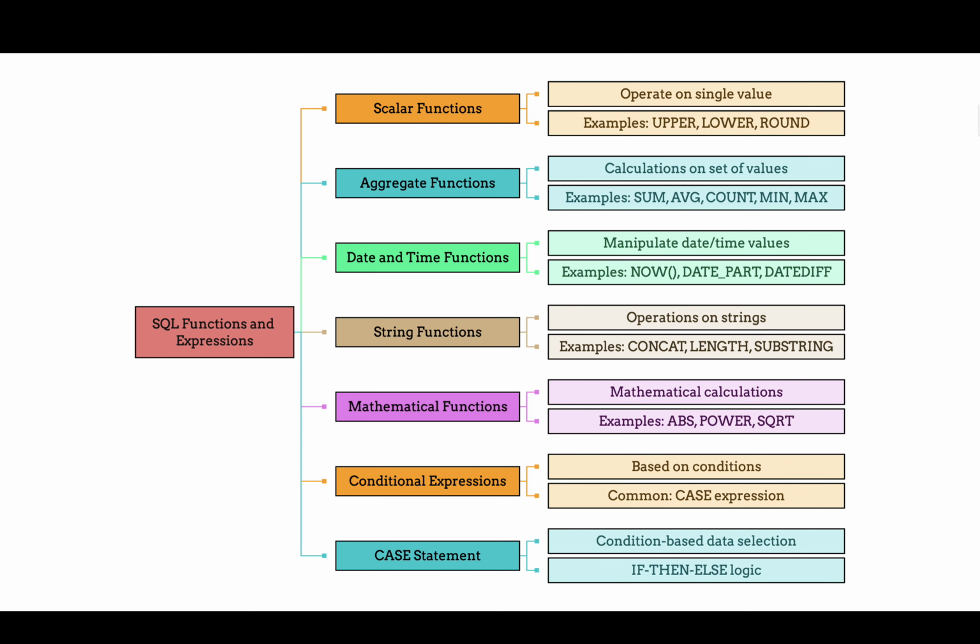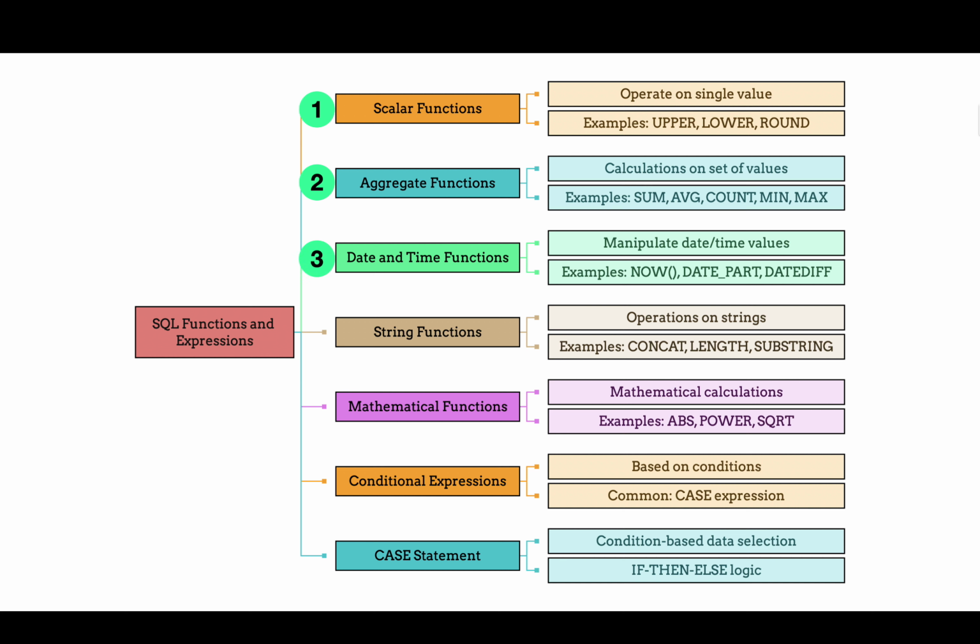SQL functions and expressions. 1. Scalar functions, operate on an individual value and return a single value. Examples include upper, converts text to uppercase, lower, converts text to lowercase, and round, rounds a numerical value. 2. Aggregate functions, perform calculations on a set of values and return a single value. Common examples are sum, calculates the total sum, average, calculates average, count, counts the number of rows, min, finds the minimum value, and max, finds the maximum value.